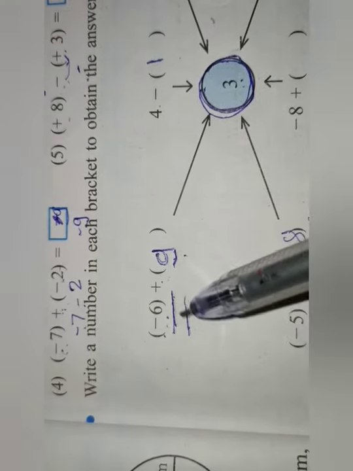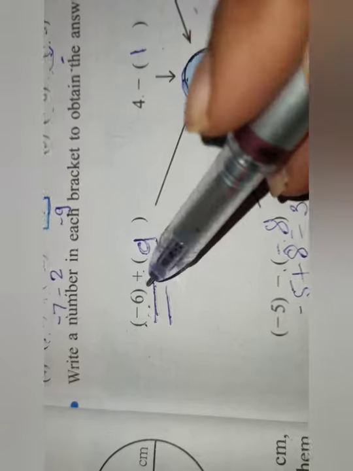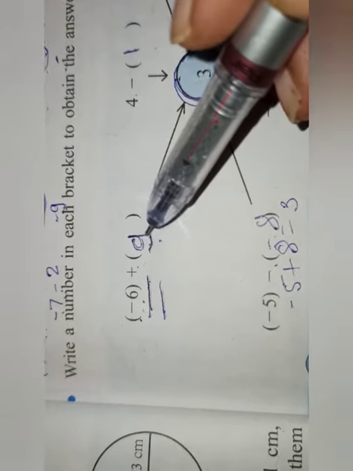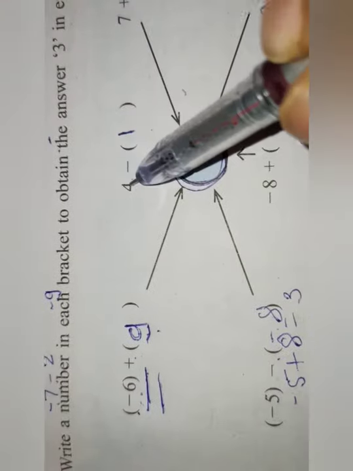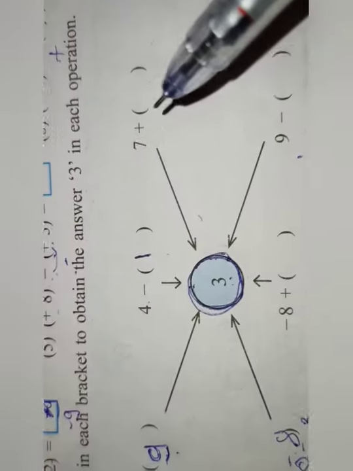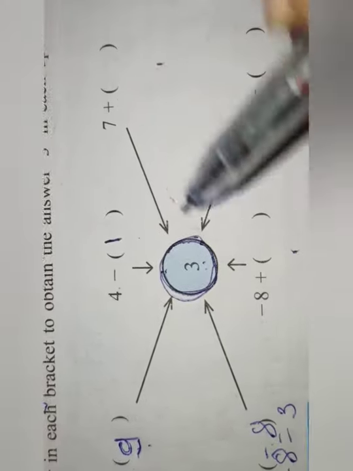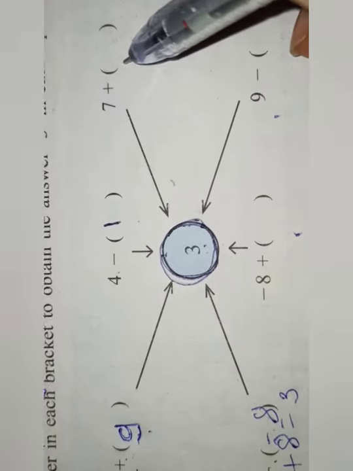Because for minus and plus, subtraction is taken. 9 minus 6, 3. And the bigger number is 9. Its sign is plus. So it takes plus 3. 4 minus 1, 3. Now you do 7 plus something, the answer should be 3. What will you take?